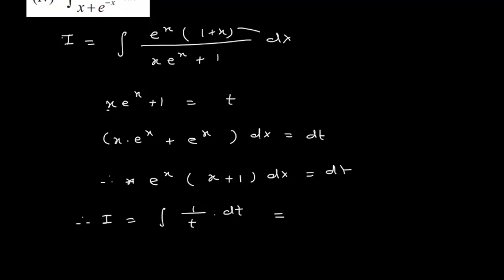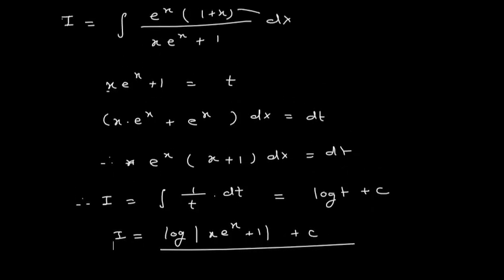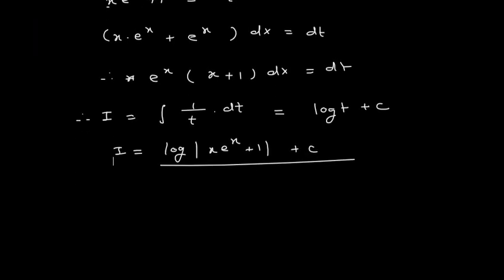Now integration of 1 upon t is what? Log t. So it is log t plus c, and now I will replace this t with x e^x + 1. So here it is log of (x e^x + 1) plus c. This is your answer. So this is your fourth question, fourth one.